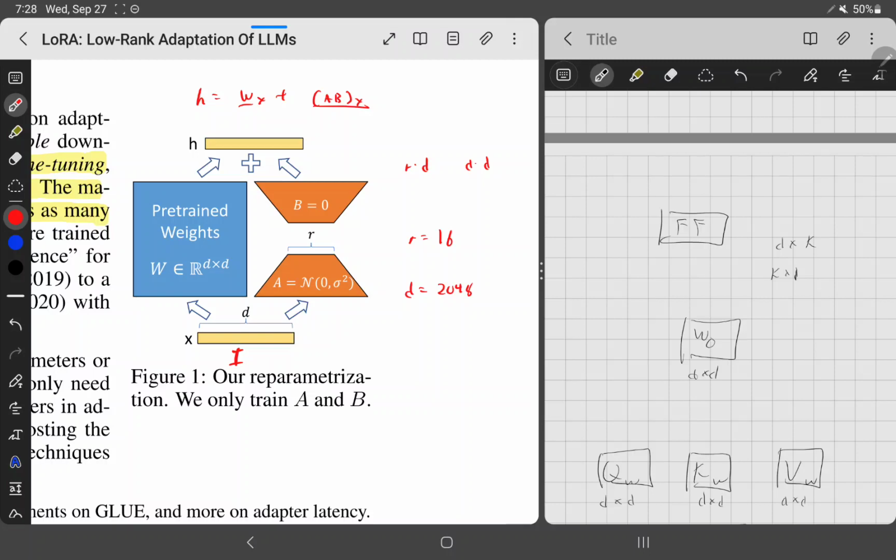Normal distribution, that's just like He initialization. That's like a classic initialization. Yeah, that's just normal initialization.